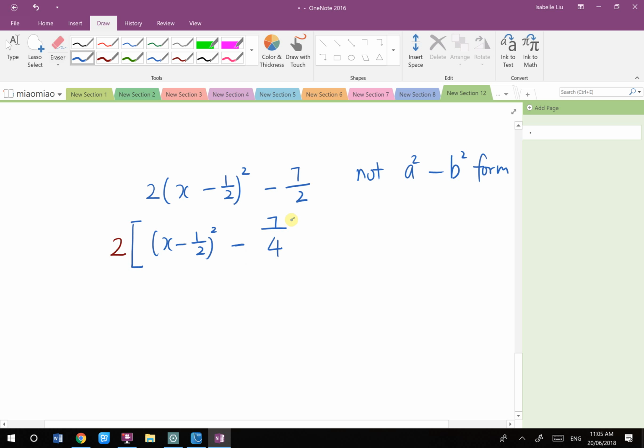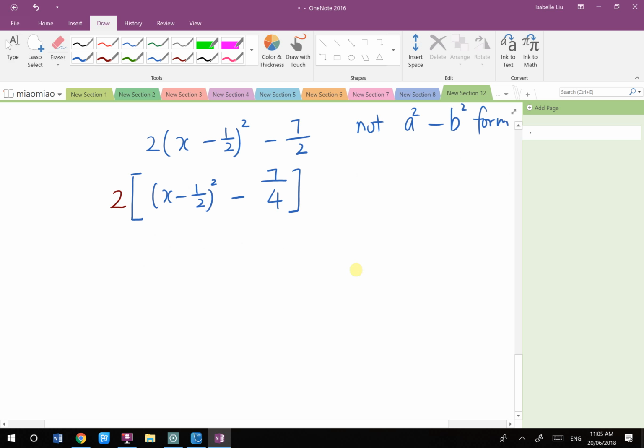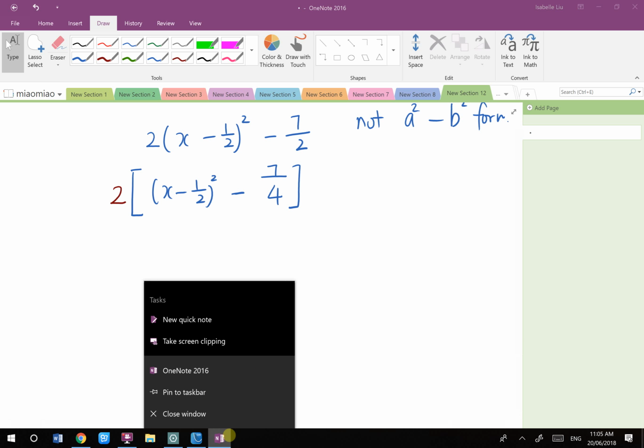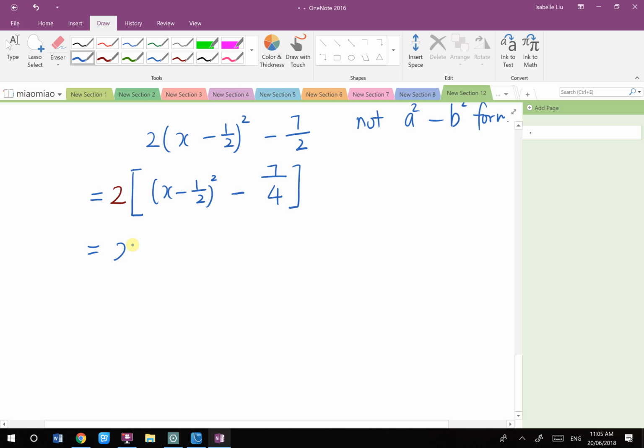You have 7 over 4 here. Okay, you need to take 2 as a common factor. You need to take 2 from 2 terms. And then what you have is 2x minus a half squared minus root 7 over 2 squared.